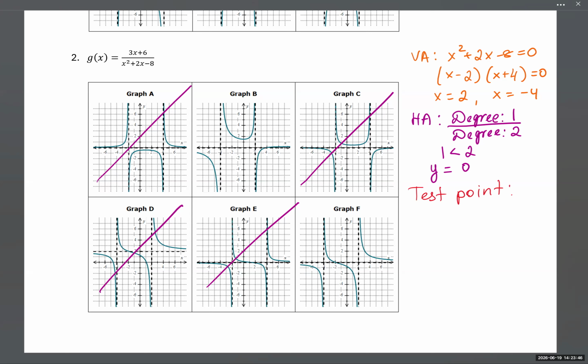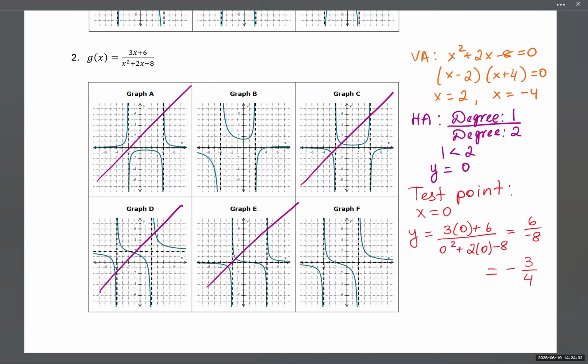You can pick any x value that's on your grid, but the easiest one to test is x equals 0. So when x is 0, y equals 3 times 0 plus 6 divided by 0 squared plus 2 times 0 minus 8. So this is 6 over negative 8. If we reduce it by 2, this is negative 3 over 4. So again, it has to be in the negative direction and fairly close to negative 1.